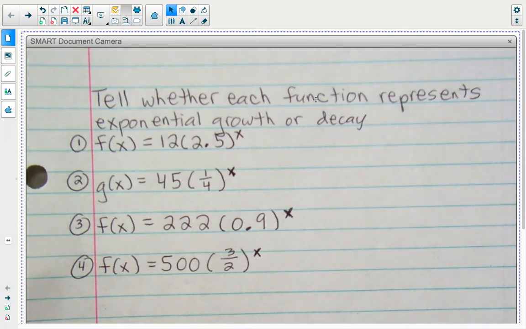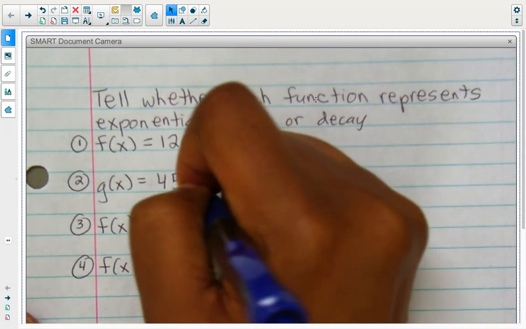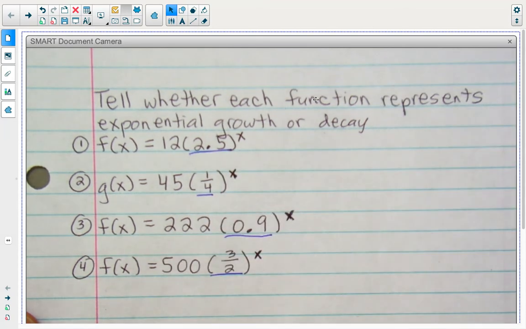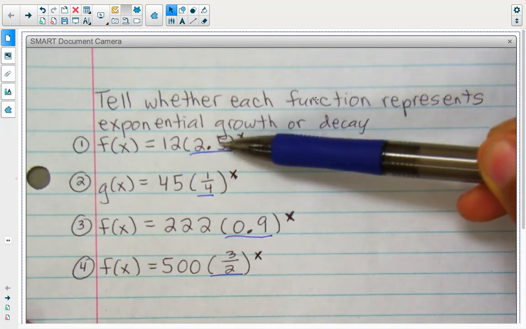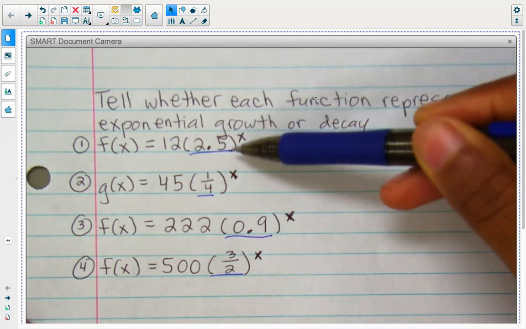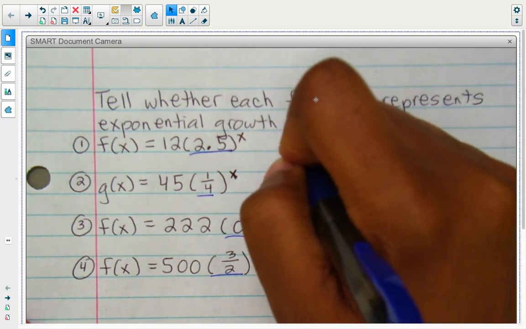If your base, so here, here, here, here, your base is the number that's attached to the x for the exponent. So if this number is bigger than 1, it's going to be growth. So 2.5 is bigger than 1, so that's growth.